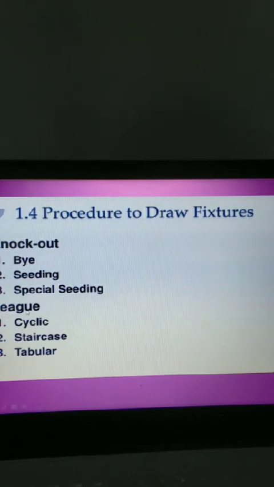Then, league tournament. There is the cyclic method, in which the teams are rotating in a cycle. The staircase method, in which the fixture is made in the form of a stair. And the tabular method. Of these, the cyclic and staircase methods are more common.